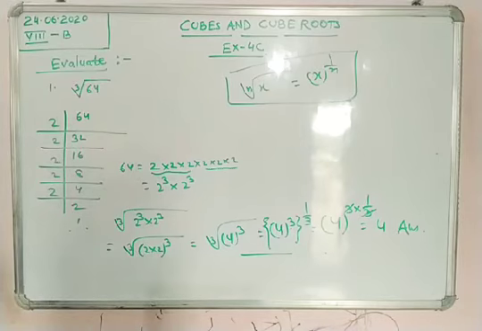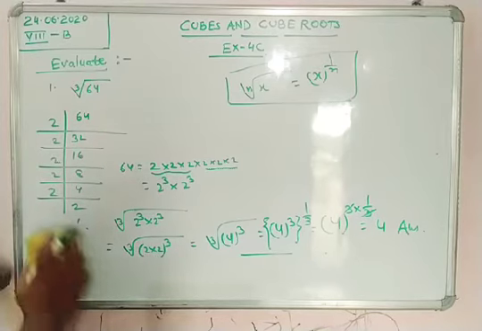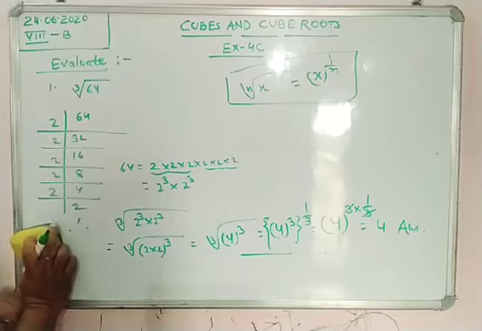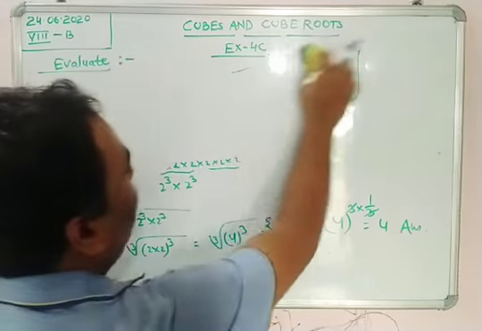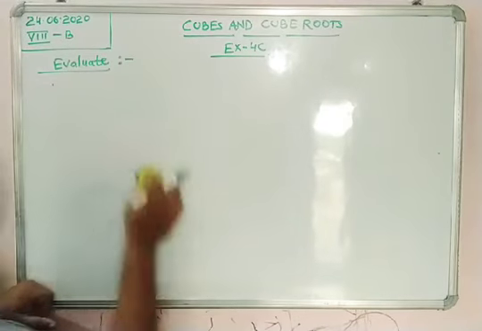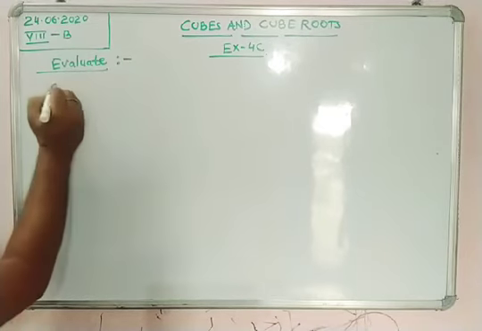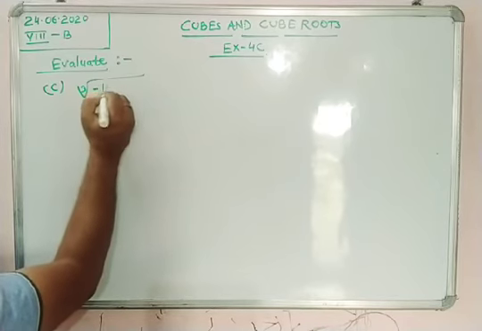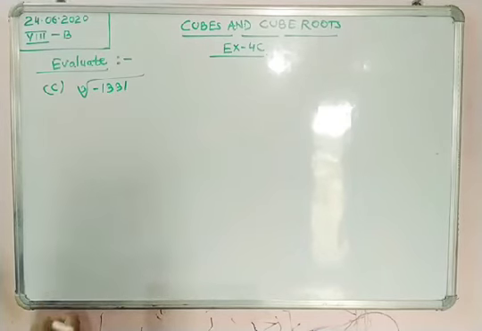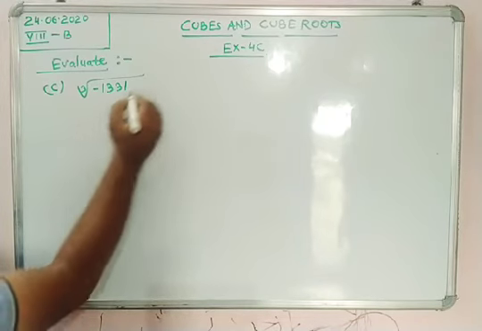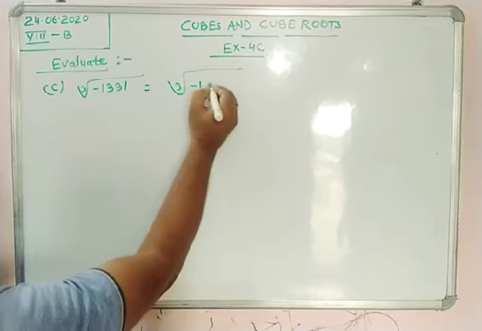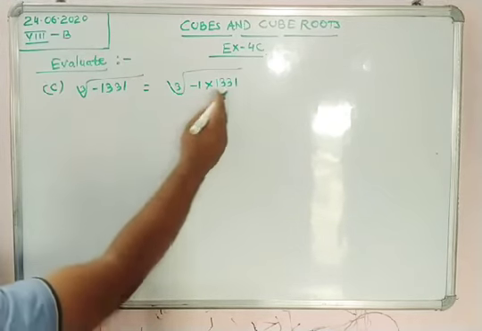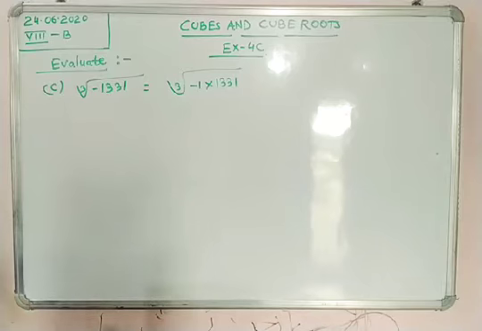Now I am going to show you some more questions from this exercise 4C. Alright, let's take up question number 1, C. How can we solve it? In similar ways only. Question number C is saying cube root of minus 1331. So what we have to do? We can write cube root of minus 1 into 1331.